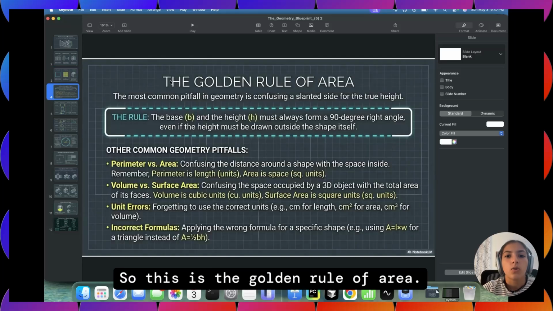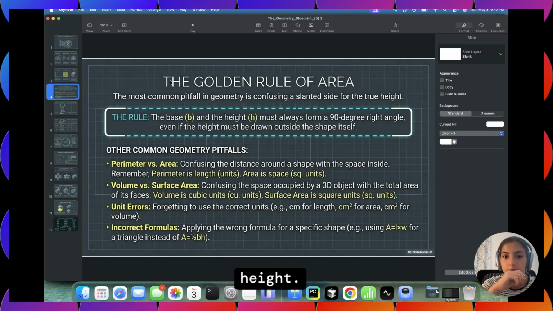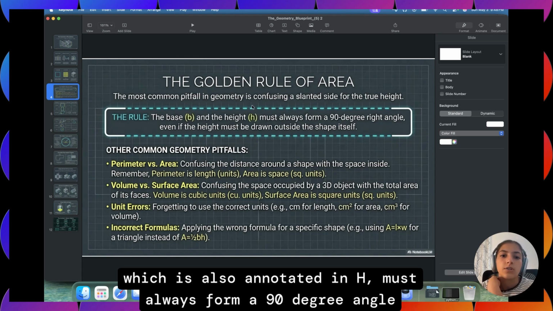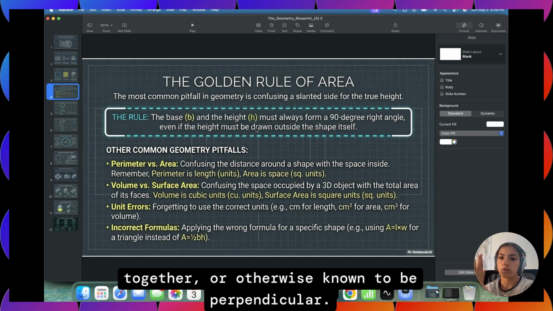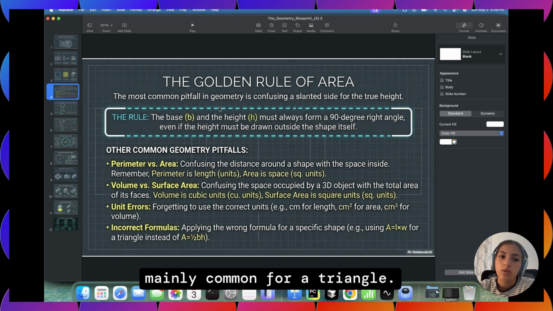So this is the golden rule of area. The most common pitfall in geometry is confusing a slanted side for the height. The rule is that the base, which is annotated as B, and the height, which is annotated as H, must always form a 90-degree angle together, otherwise known as perpendicular. Even the height must be drawn outside the shape itself, which is mainly common for triangles.